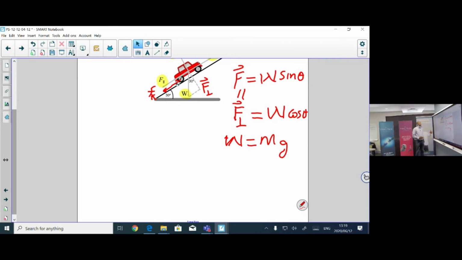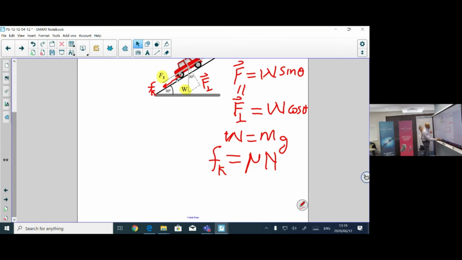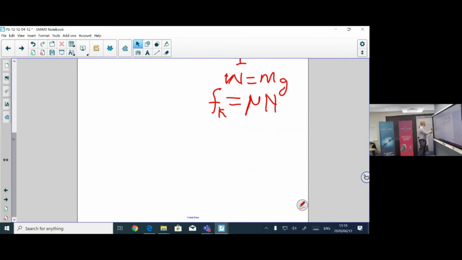What about the F of K? F of K, in the previous page, we said F of K from grade 11 is equal to the product of mu and the normal force. We are not yet done here.